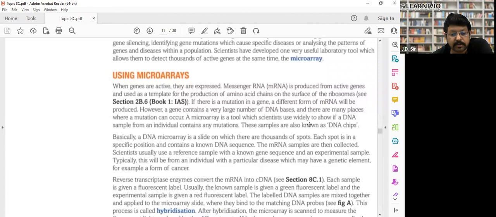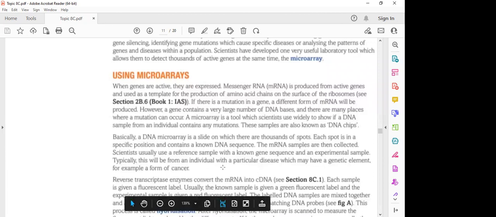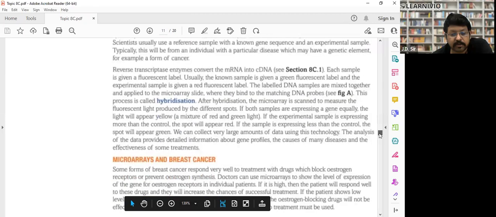Got it? Yes. So the DNA chips are just DNA samples taken from a person or any organism.